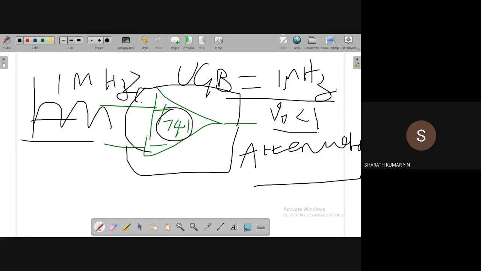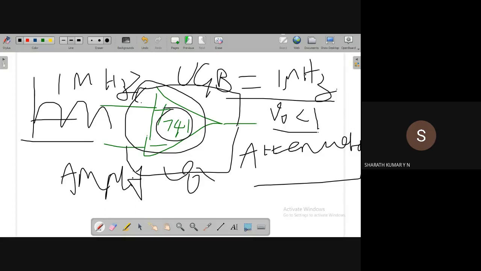Are we using the op-amp as an amplifier or an attenuator is the question. If we are using the op-amp as an amplifier, then what we expect is that the output voltage should be greater than 1, at least, so that we can achieve some amplification. If you are using the op-amp as an attenuator, then output voltage will be less than 1. For that, we can apply a very large frequency signal. Even if you don't want, it will start attenuating.